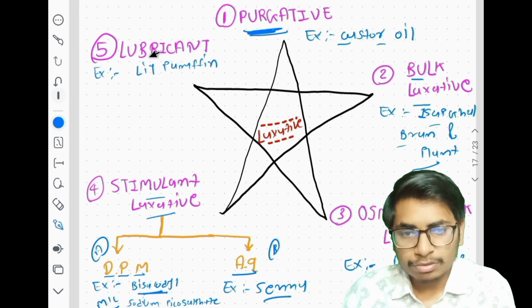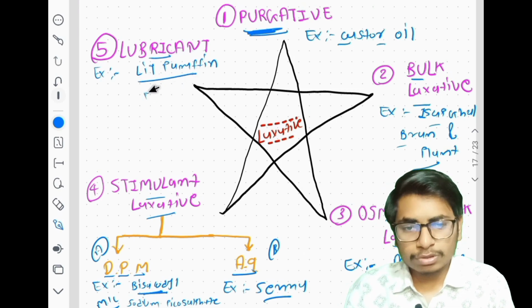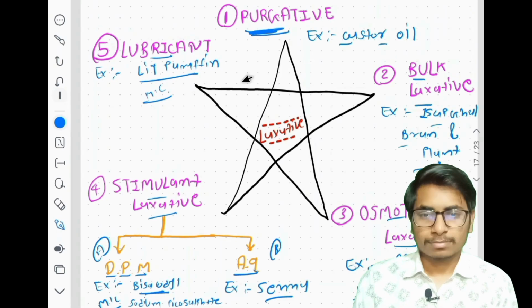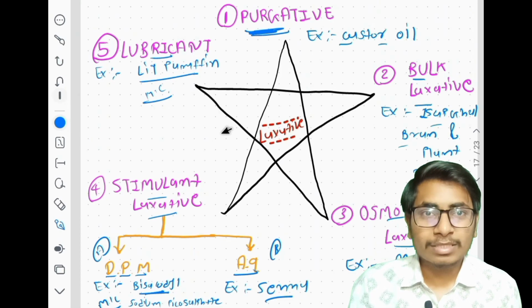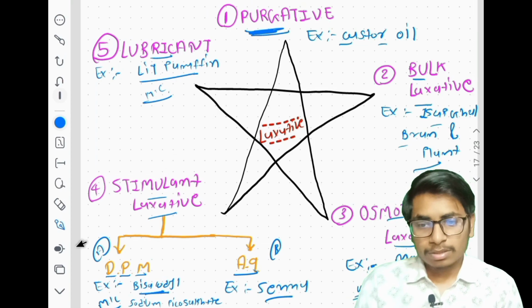Then the fifth is lubricant. Example is liquid paraffin. It is also commonly used. Among these 5 types of laxative, some are used singly and some are used in combination.